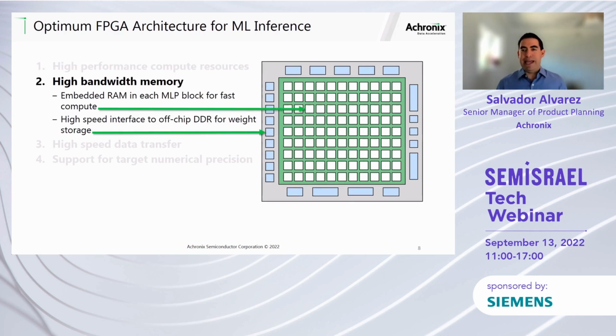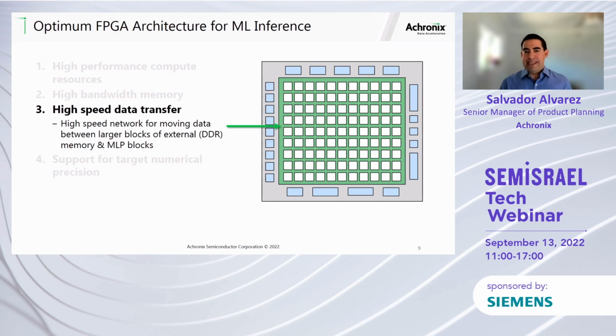Second, we need high bandwidth memory, and we need this in two places. First of all, the embedded RAM in the MLP blocks are critical for fast compute, but it's not possible to make it large enough to store all the weights in the model. The weights are stored in DDR memory off chip, and we need a high-speed interface to access those weights quickly.